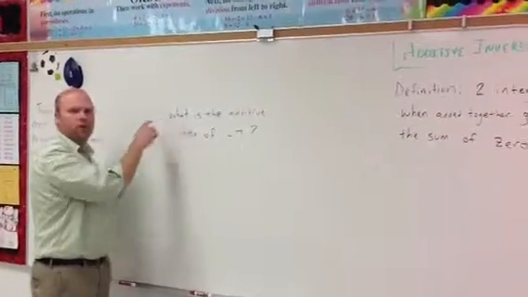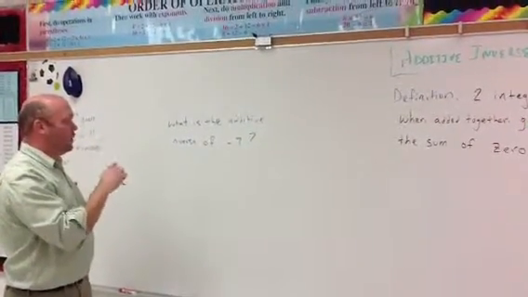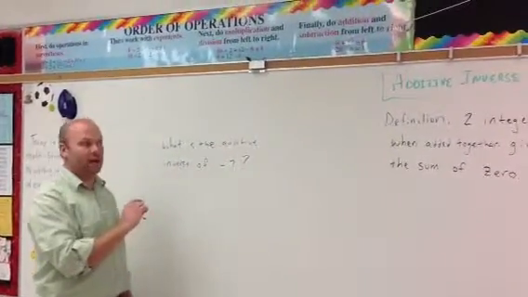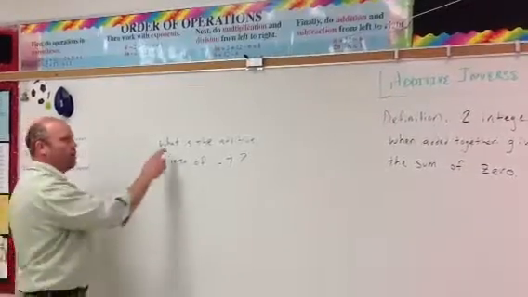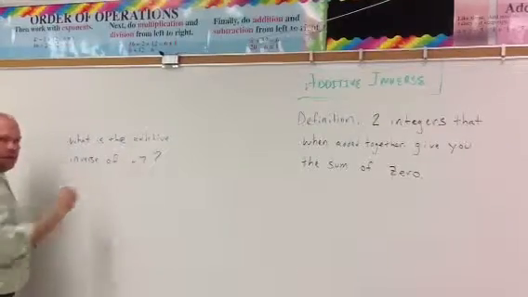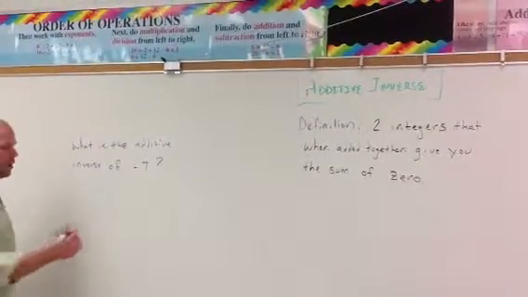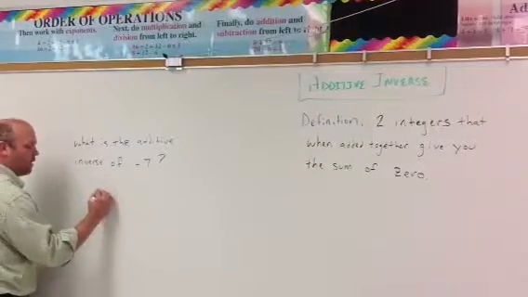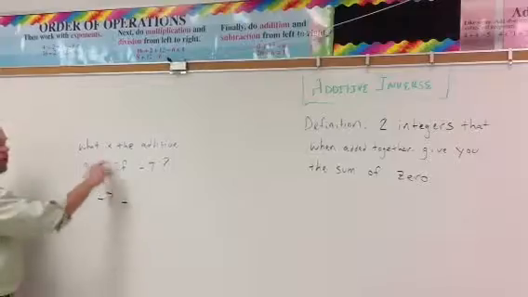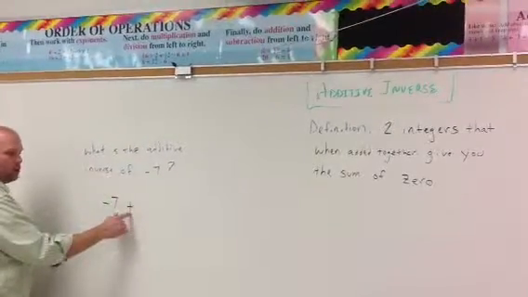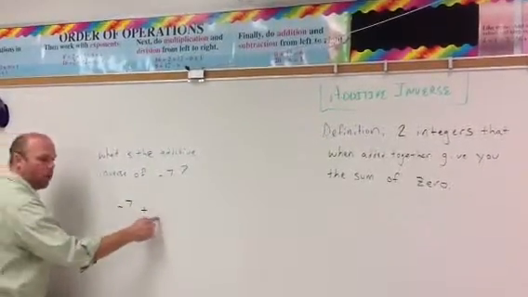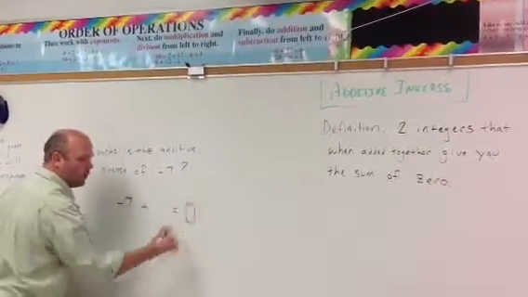Our first example is a question like, what is the additive inverse of -7? The definition says two integers that when added together give you the sum of 0. And this is saying, what is the additive inverse of -7? What could I add to -7 to get 0? Well, let's set up that problem. We have -7 plus, okay, that's the key point here. We're talking about additive inverse. Additive means plus. The definition is two integers when added together give me 0. -7 plus what number will equal 0?